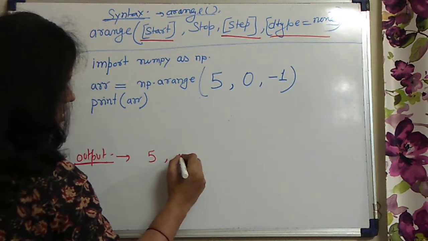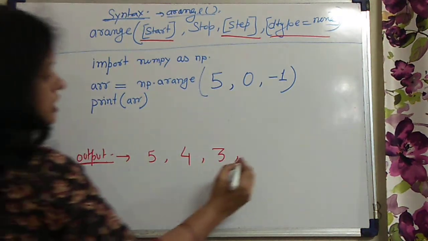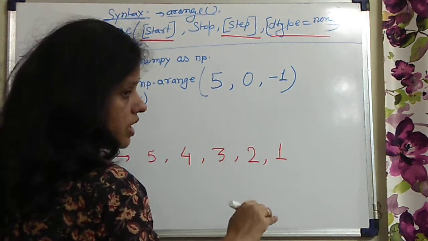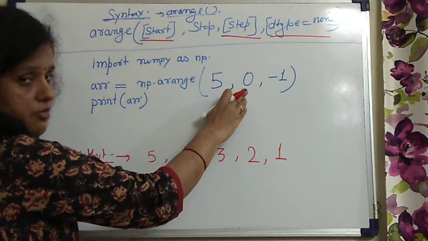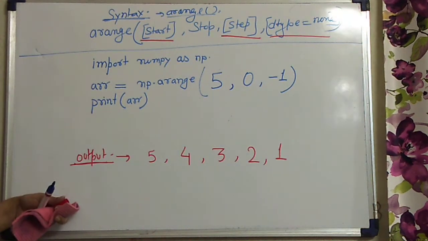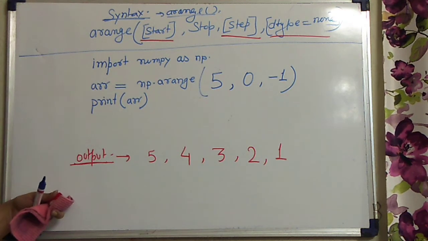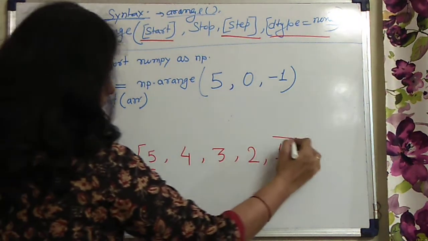So 5 minus 1 is 4. 4 minus 1 is 3. 3 minus 1 is 2. 2 minus 1 is 1. 1 minus 1 will not be done here because 0 is the stop value. Clear, right? So in case of incrementation, the last value is always less than the stop value, and in case of decrementation, it is always 1 more than the stop value, right? So this will be the value of the array.